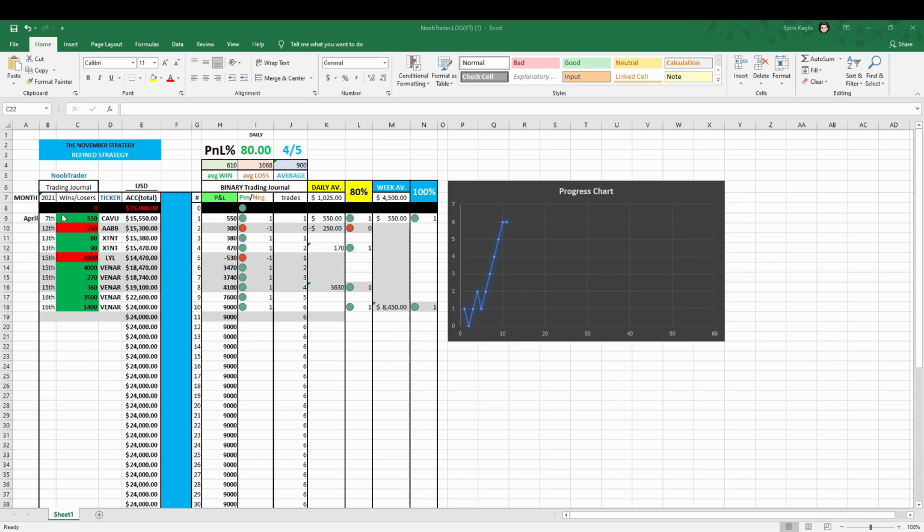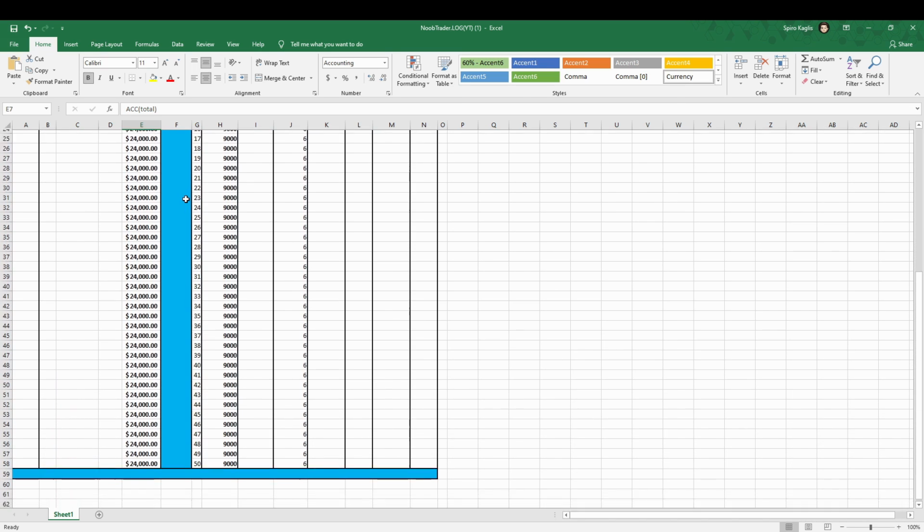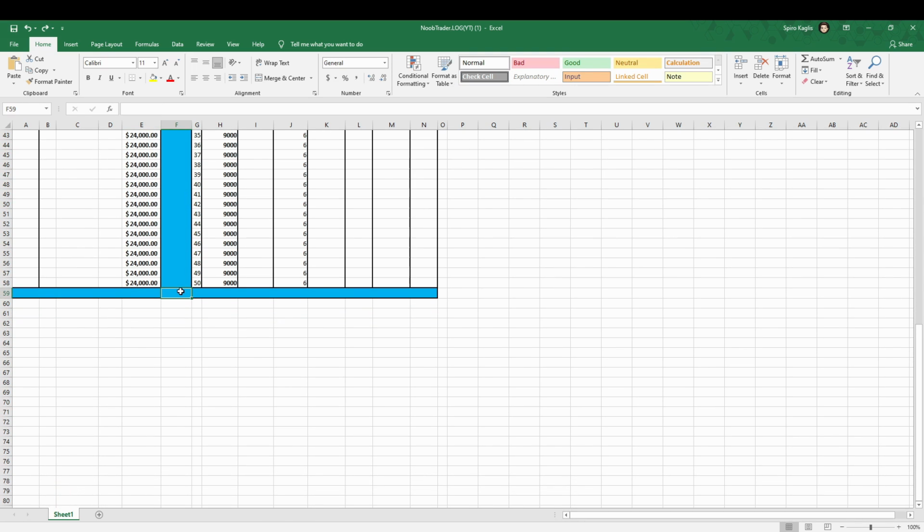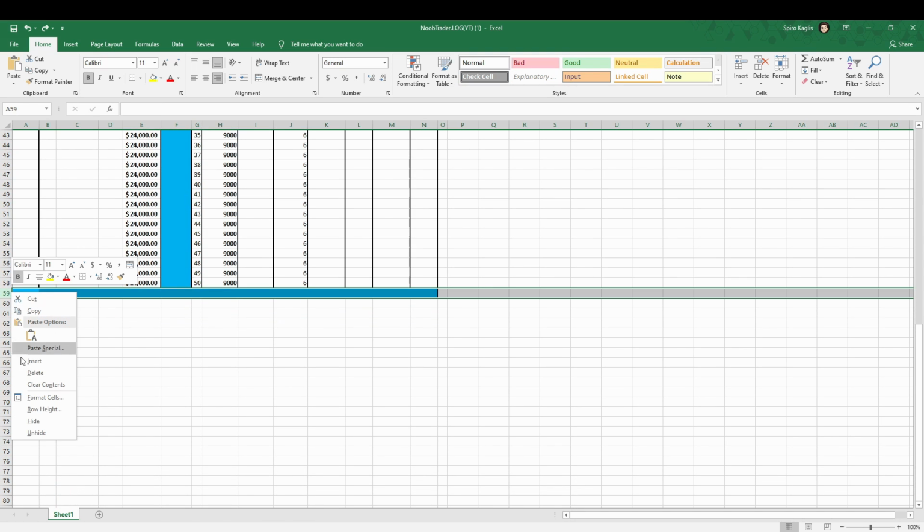In the other column, we have our wins and losers. These are the trades that we have won or lost money on. On the ticker column, you just write the name of the stock you traded. ACC total is the value of your account. The hashtag column numbers all the trades that you have done. If you want to record more trades, you can simply insert more rows.